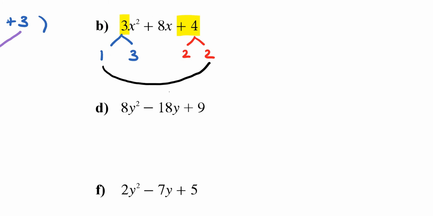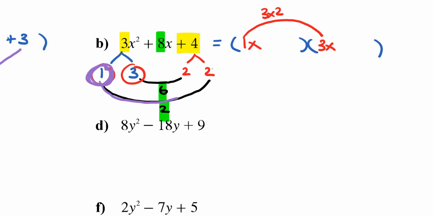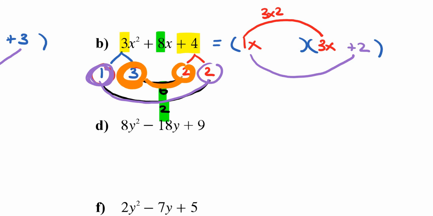All right, so let's go ahead and execute the smiley face technique. So 1 times 2 is 2. And 3 times 2 is 6. And if you go ahead and add 6 plus 2, if you get this middle number, then you've got the right numbers. And after that, you can go ahead and jump to your brackets. Okay, so remember that the first 2 terms, this times this, has to give you 3x squared, right? So the numbers are right here, 1 and 3. So 1x and 3x. All right, and then if you follow the smiley face, this 1 in purple multiplies with this 2. So I need a plus 2 there. And then you'll notice that this 3 multiplies with this 2, right? So I need a 2 here.